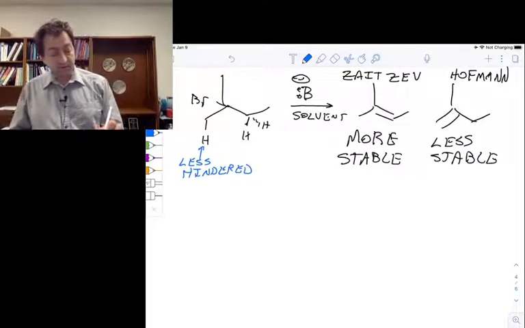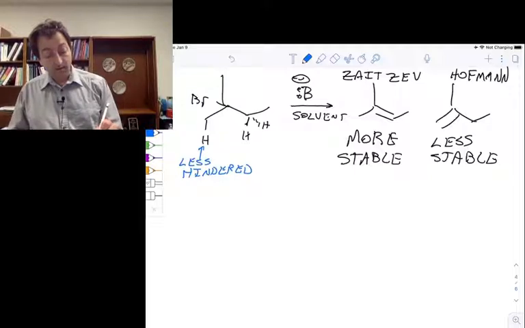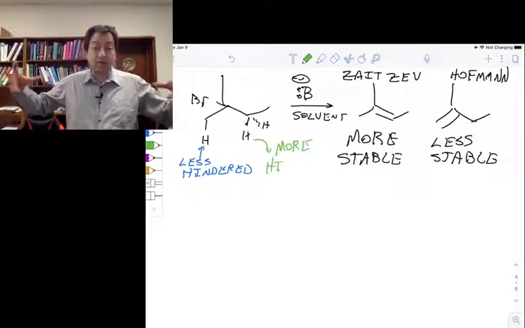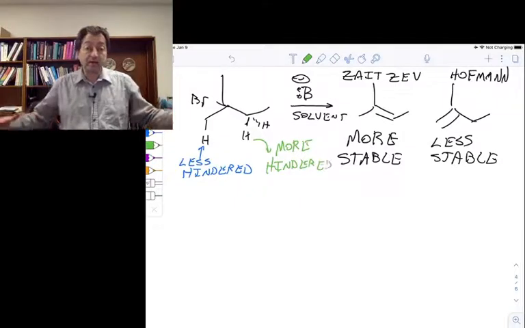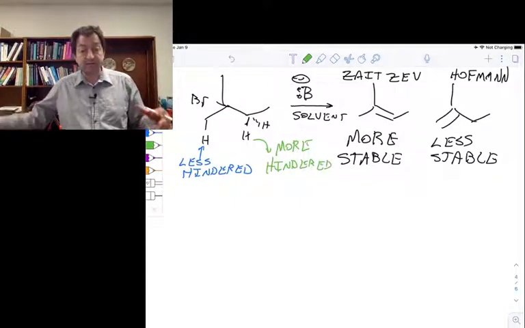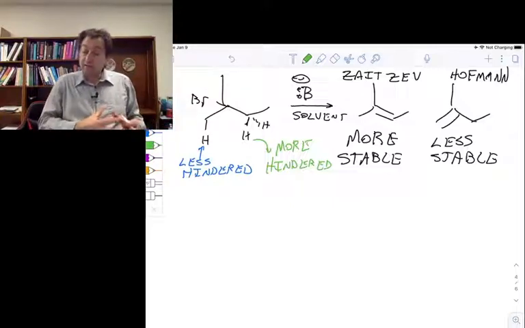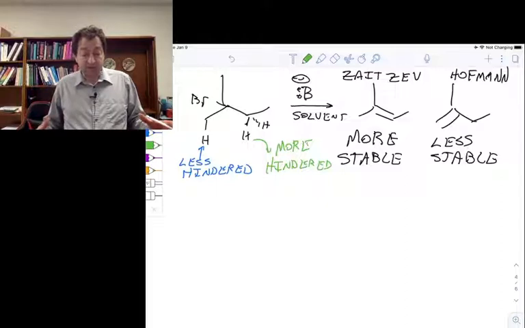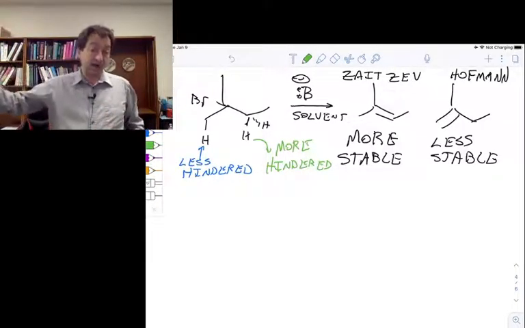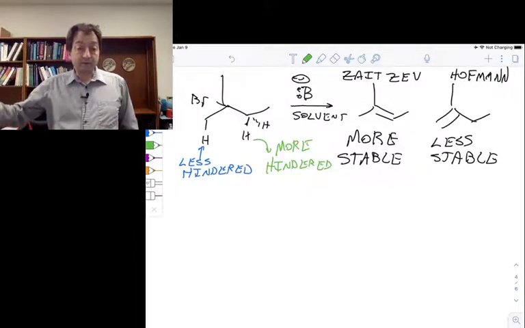Whereas this proton over here, that's more hindered. Whatever base comes in to remove that proton is going to have to get past the two methyl groups on the other side, plus the other methyl group, so there's just a lot of crowding going on there. So now if we start thinking about it in those terms, then we could even describe that as the kinetic product, where we're removing the easier to remove proton in one instance, while the harder to remove proton would be the higher activation energy barrier, on the other side.